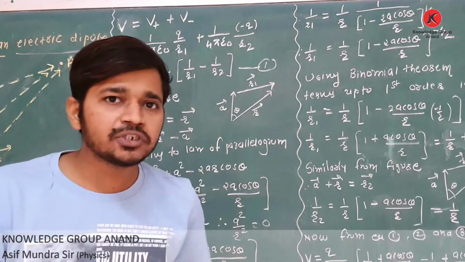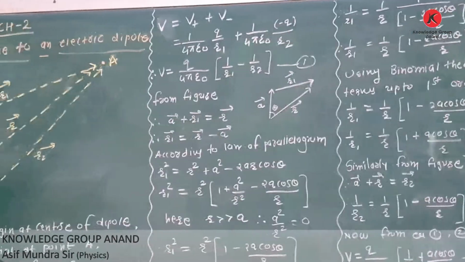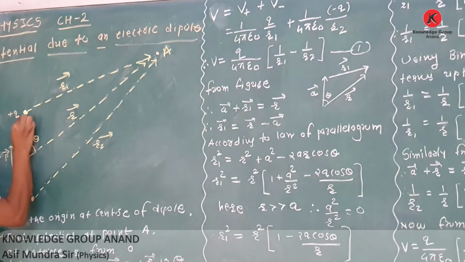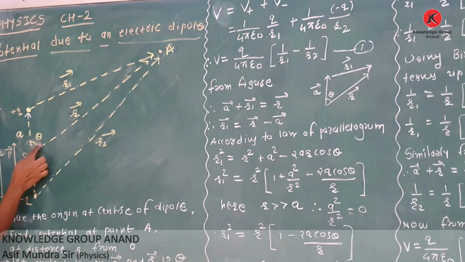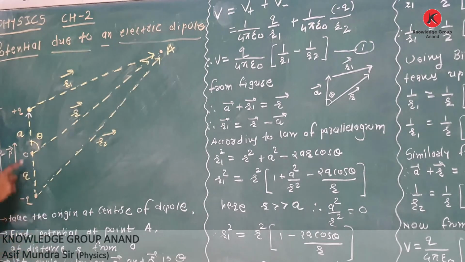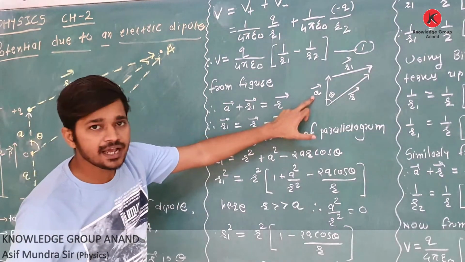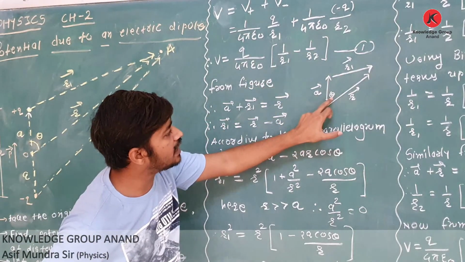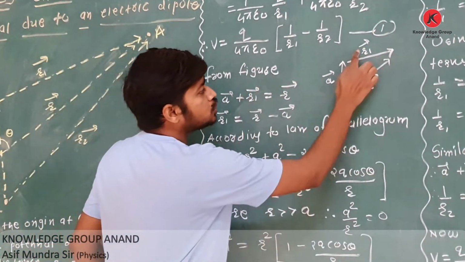Now you have to find the expressions for 1 upon R1 and 1 upon R2. First of all, we will find 1 upon R1. See in the figure here. This is vector A in this direction, this is R1 and another vector is this R. What is the angle between this A and R? Theta. Here it is A, R, and it is R1. What is the angle between A and R? It is theta. Clear?